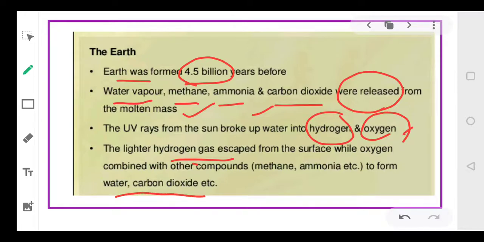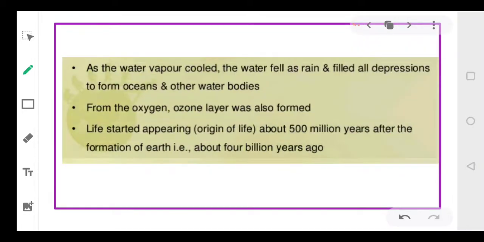So what is the age of the Earth, dear students? It is approximately 4.5 billion years. And when it was formed, it contained water vapor, methane, carbon dioxide and ammonia. These were released from the molten mass that was covered by the surface of the Earth. And UV rays cause the splitting of water into hydrogen and oxygen. Hydrogen escaped into space, while oxygen combined with other compounds and formed methane, ammonia, water and carbon dioxide. Now as the water vapor cooled, as I said, water vapor was present.